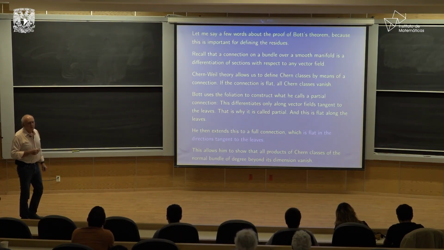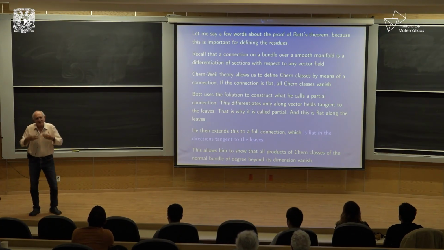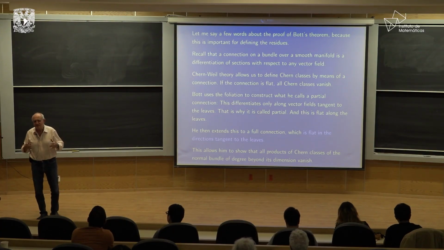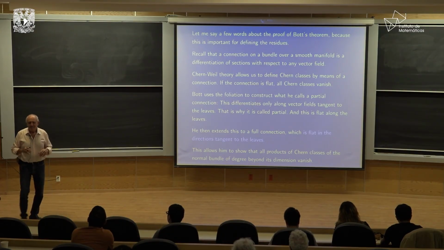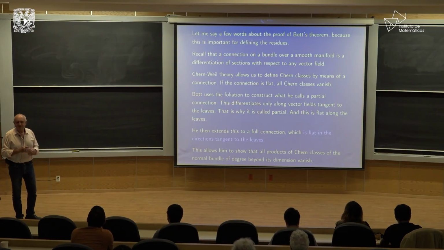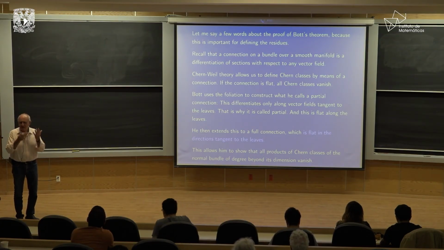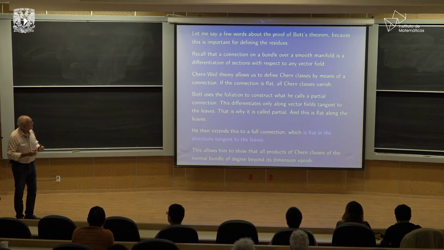Chern classes, I'm a topologist, so for me they are obstructions for constructing sections of a vector bundle. But in differential geometry, they construct them using Chern-Weil theory, using a connection. If you have a connection on a vector bundle, you have associated the curvature tensor, and with that, you construct Chern classes.